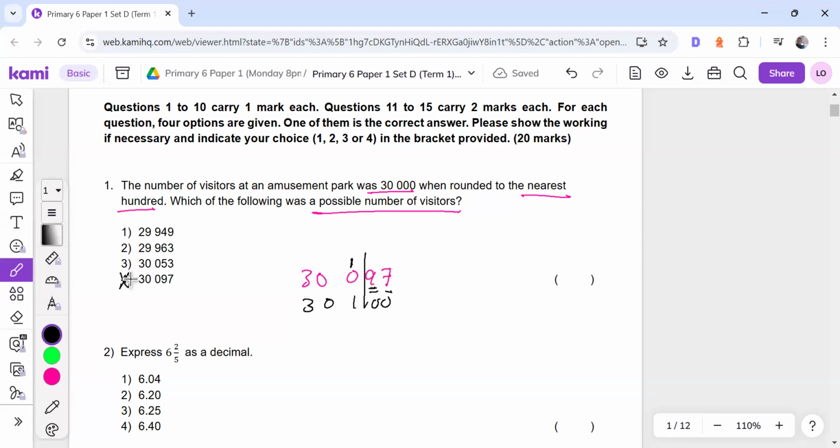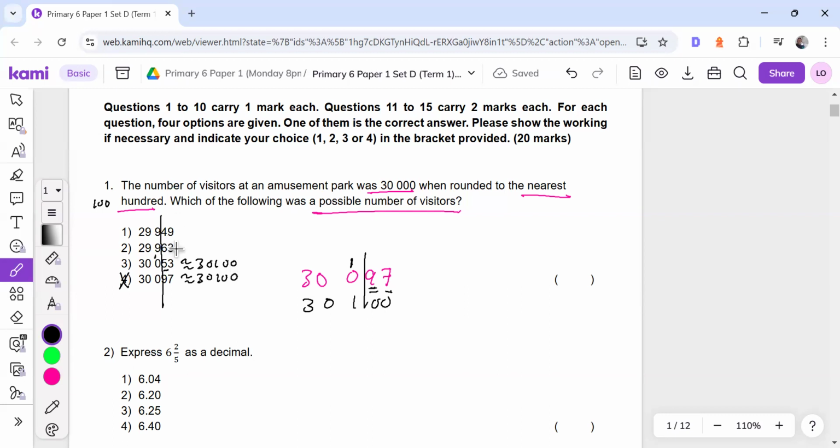Okay, so there's a shortcut to learn how to round off to the nearest hundreds. You draw a line like this, to show the last two digits, because nearest hundreds has two zeros. And then you look at the digit nearest the line. For example, number three. What do you get? It's five, right? So you round up. You will get 30100, which is not what you want. And number four is 30100 as well.